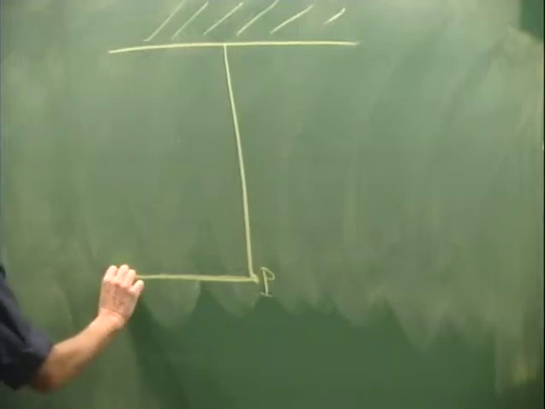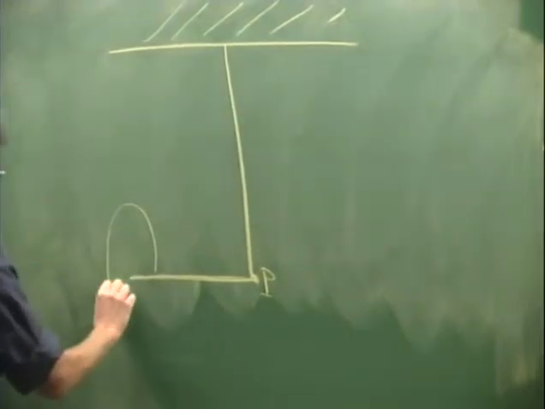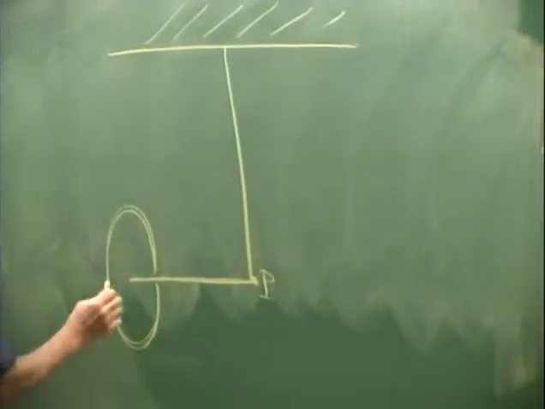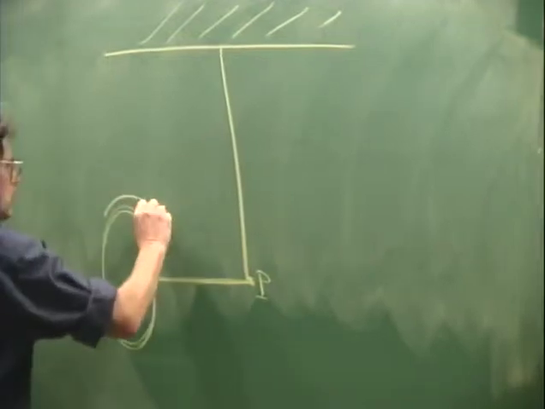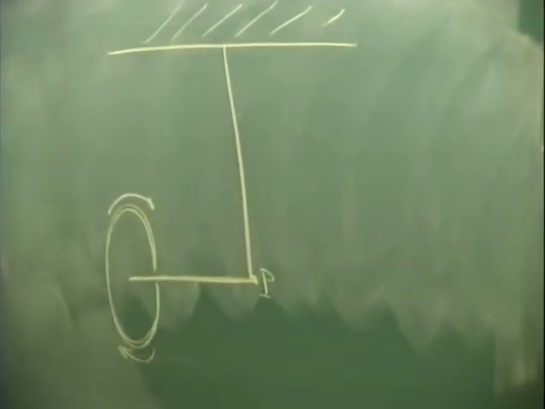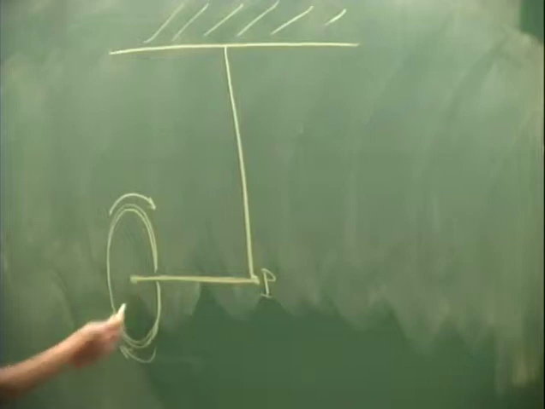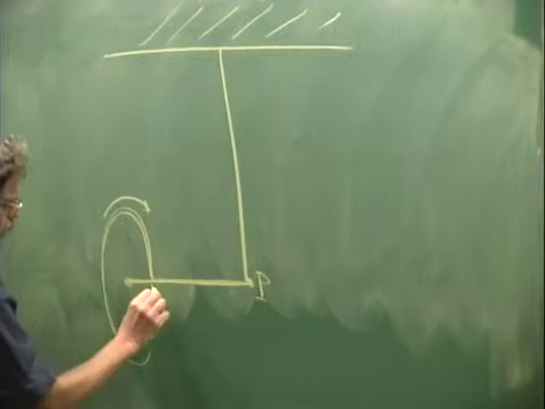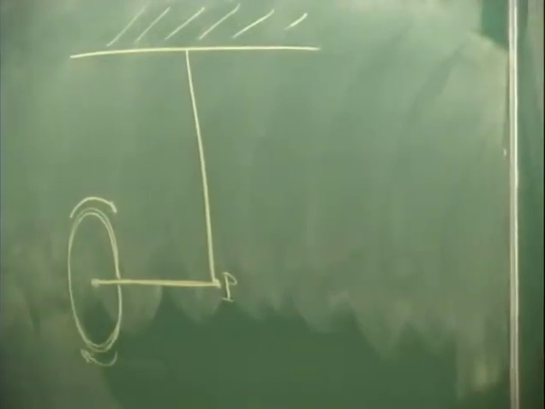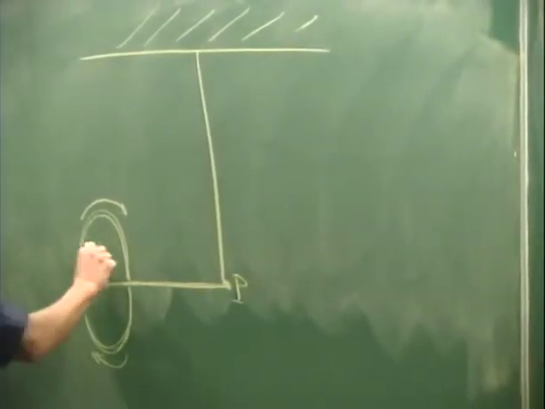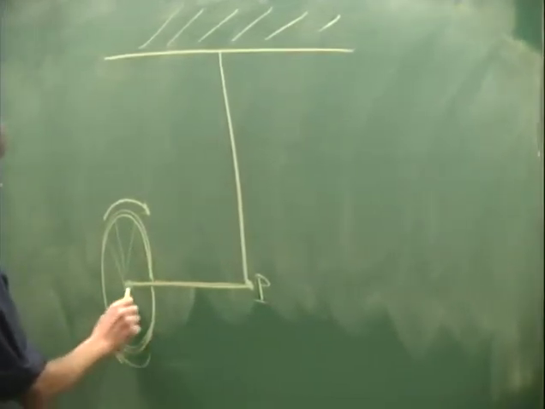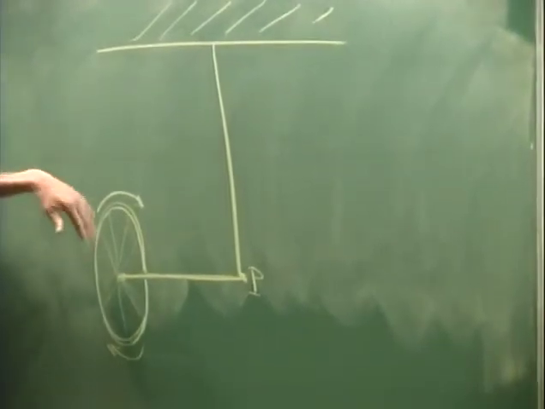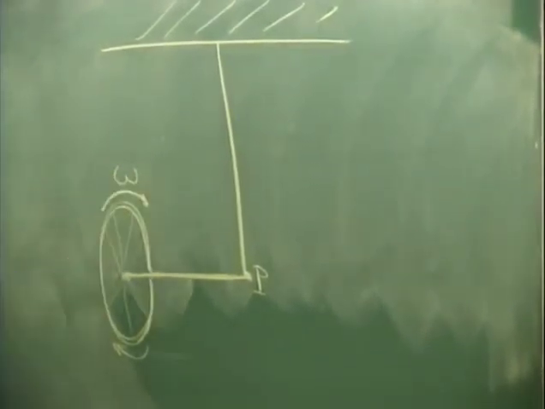Here's the wheel now. And it's spinning like that. So I've got the bicycle wheel here, and it's spinning around. It's supposed to be coming out of the board and into the board here, and it's spinning in that sense there.